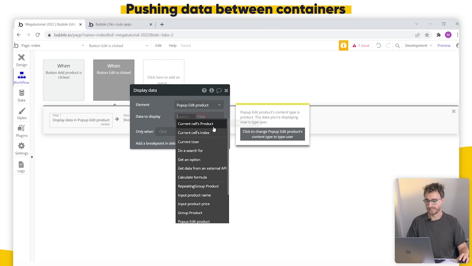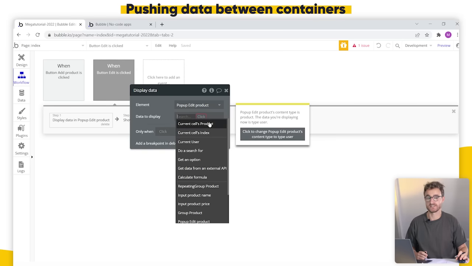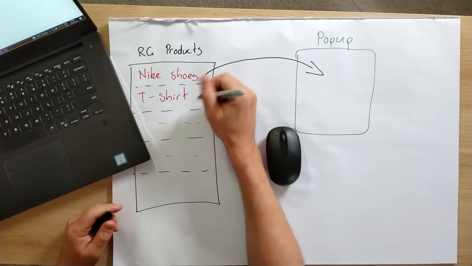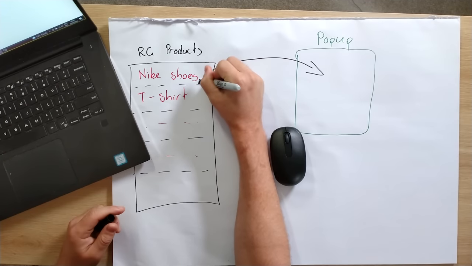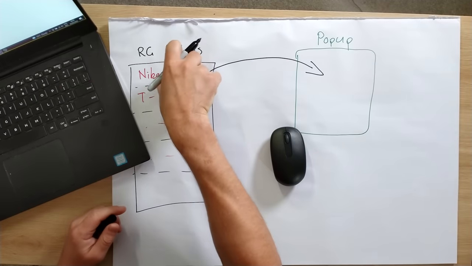So what we should actually be choosing is this current sales product. And by current cell, this is referring to the cell in which the button was clicked. That's a critical thing to point out: any time you're launching a workflow by clicking on an element, you're going to have access to the parent group of that element. In this case, the parent group is the cell, the repeating group cell. So the button here was clicked, and it's inside of this cell, so we can actually take the value of that cell.